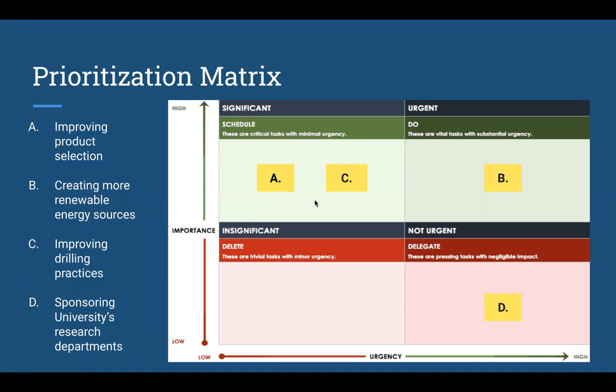We decided that improving product selection and improving drilling practices are significant and urgent. So we should schedule these because they are critical tasks. We decided that creating more renewable energy sources was urgent, but not quite as significant. So we said we need to do these with urgency, but we do not need to schedule these at the moment. Then we decided that sponsoring university research departments was not that urgent and not extraordinarily significant, so that can be put on the back burner for now.